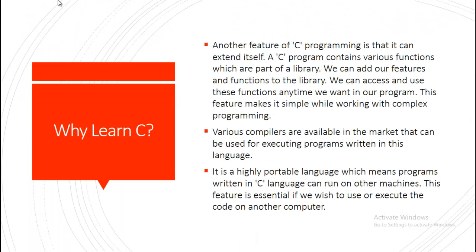Why learn C? Another feature of C programming is that it can extend itself. A C program contains various functions which are part of a library. We can add our own features and functions to the library. We can access and use these functions anytime we want in our program. This feature makes it simple while working with complex programming. Various compilers are available in the market that can be used for executing programs written in this language. It is a highly portable language, which means programs written in C can run on other machines. This feature is essential if we wish to execute the code on another computer.